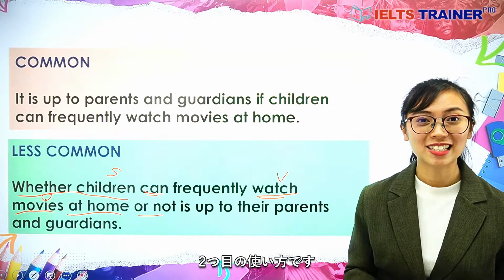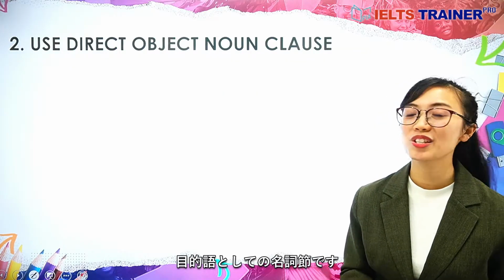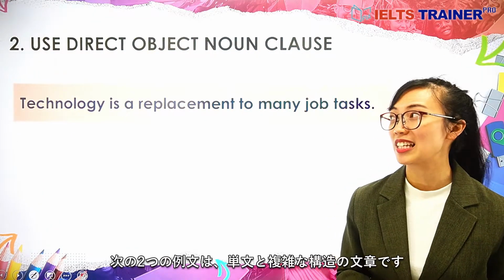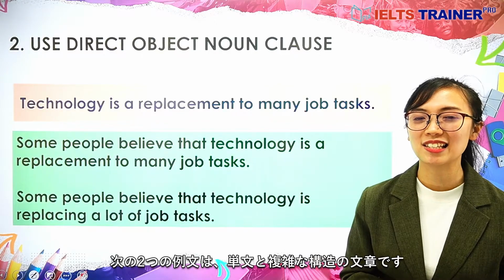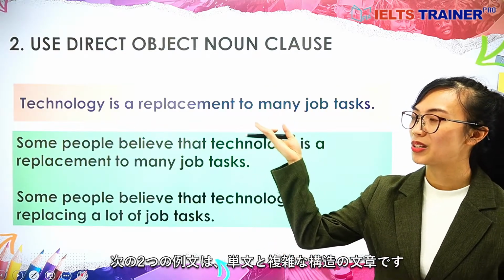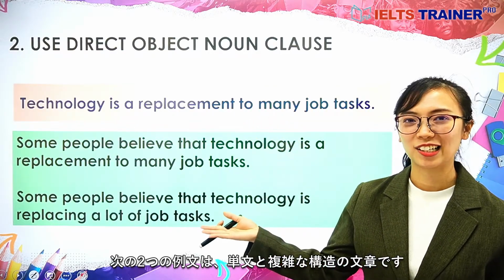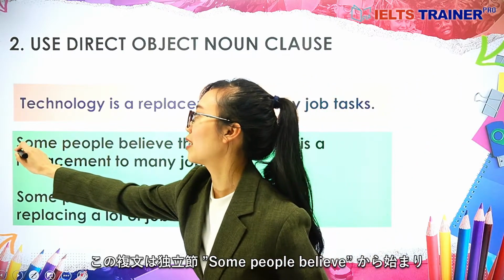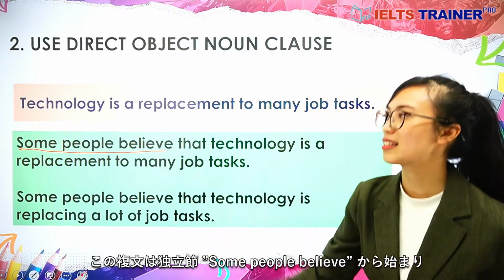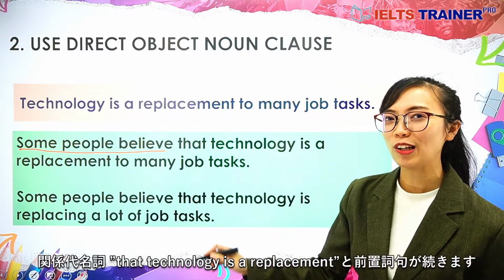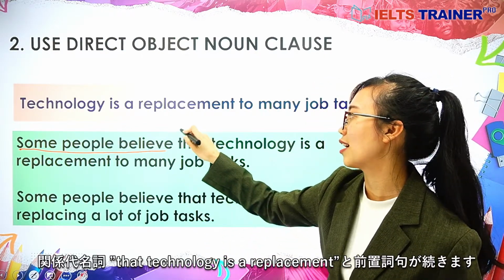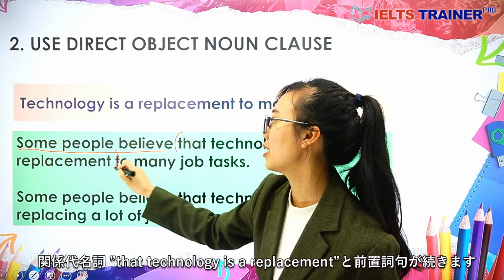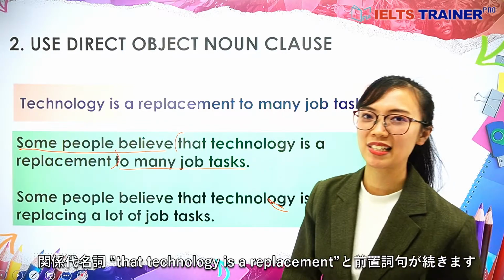Now for this next tip, use the direct object noun clause. For this next set of sentences, we begin with a simple statement and then a complex structure. The complex structure starts with an independent clause, some people believe, followed by the relative pronoun that, technology is a replacement, and the prepositional phrase.